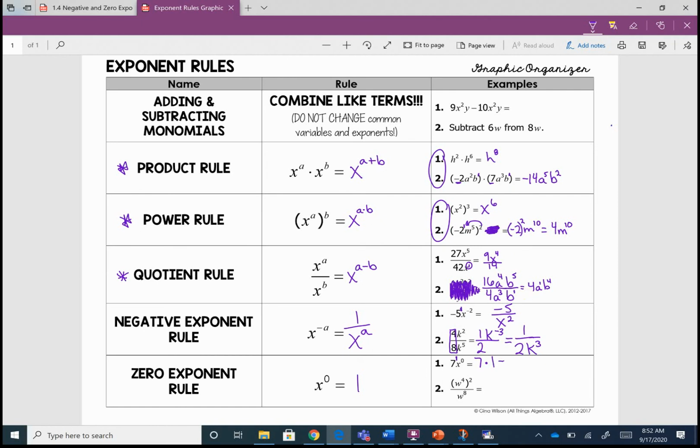So we have to be careful when working with negative and 0 exponents. We can only apply the rules to what actually has the 0 exponent or the negative exponent. We can only apply those to those things.